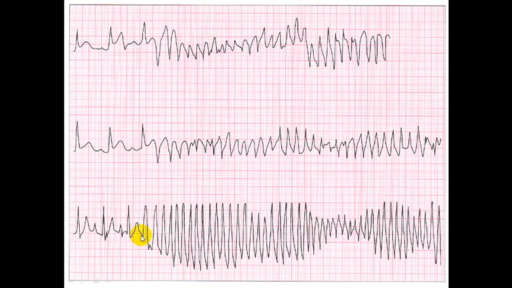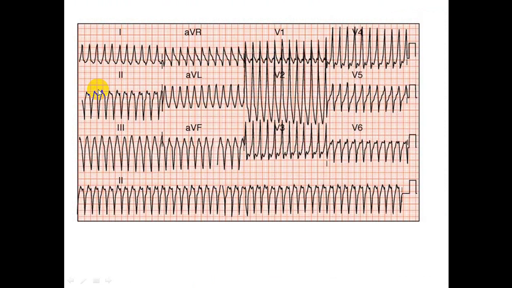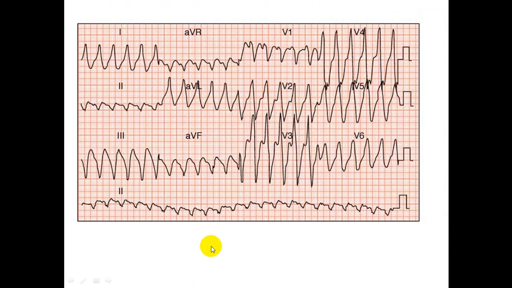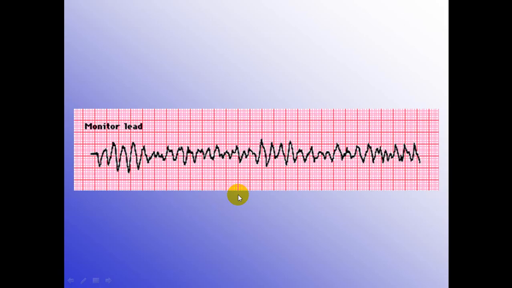And this is like the monomorphic VT. Sinus, and then monomorphic VT. And the monomorphic ventricular tachycardia. This is monomorphic, non-sustained VT. This is non-sustained monomorphic VT. This is VF, ventricular fibrillation.